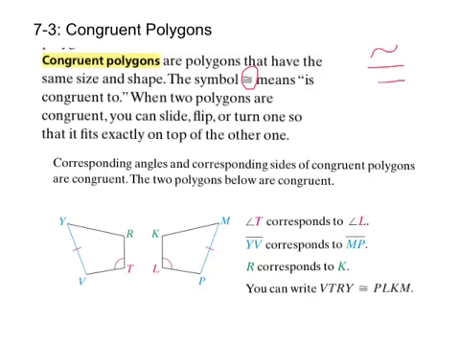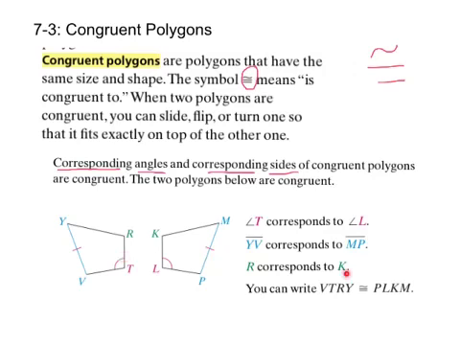When the polygons are congruent, you can flip, slide, or turn one so that it fits exactly on top of the other. They are the exact same size and shape. If polygons are truly congruent, it means that the corresponding angles, the angles that are in the same position, and the corresponding sides are going to be exactly the same. So for example, down below here, we have an example of two polygons that are congruent.